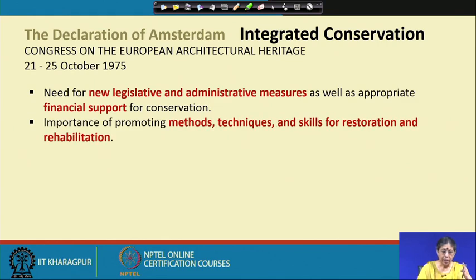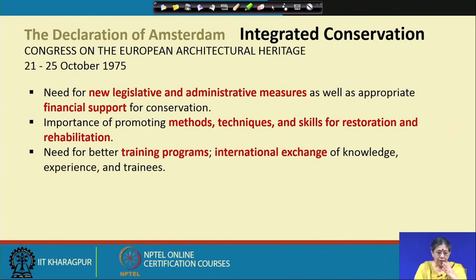Importance of promoting methods, techniques and skills for restoration and rehabilitation. What will be the use, adaptive use, not only of one structure, but in a certain area. There may be an old port area or old warehouses. What will be the new role or new activities of that in the larger context of that town or city, and that needs a very objective assessment, scientific techniques of finding out the attributes, the possibilities, different methods and skills, that is very important.